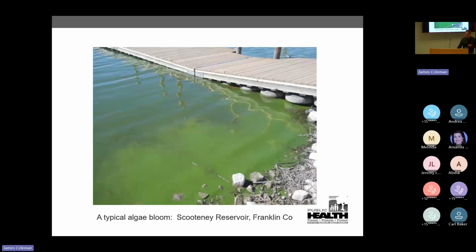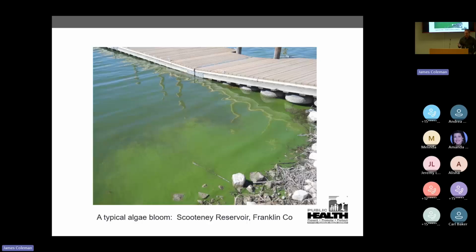And then this is another example of algae. This photo was actually taken at Scootney Reservoir. For those of you that don't know where Scootney Reservoir is, it's in North Franklin County near Connell. It's a place where a lot of people go fishing. And we typically see algal blooms there in the summer. And this is a photo I took.